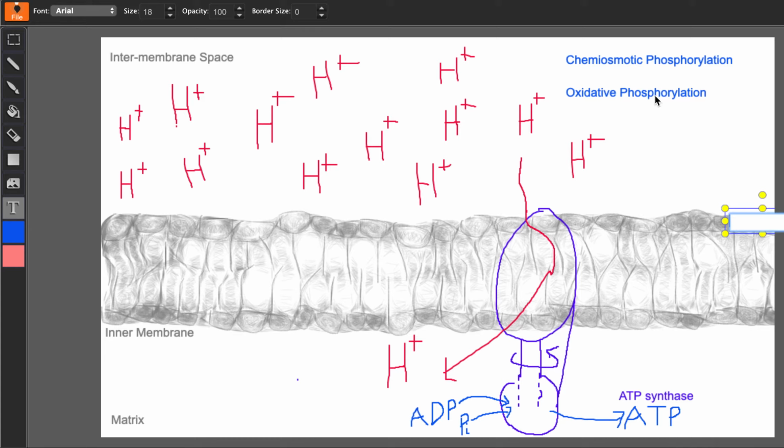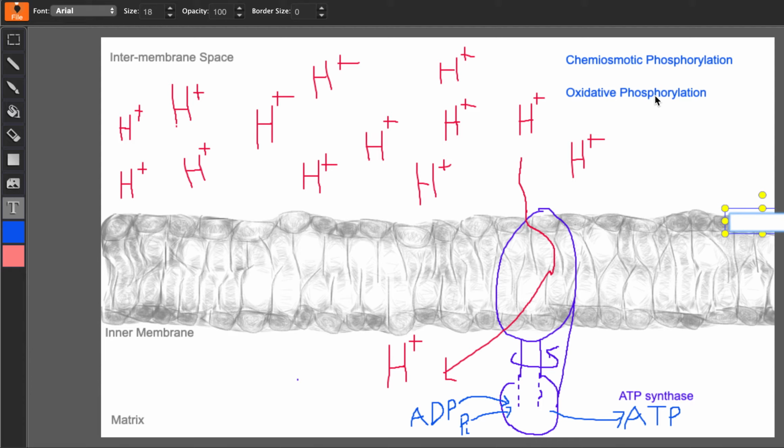Oxidative phosphorylation brings up the oxygen component, right? That's when oxygen removes the spent electrons from the electron transport chain. But I don't like using that because it's very aerobic centric, and there are anaerobic electron transport chains, which we will cover in the next lecture.